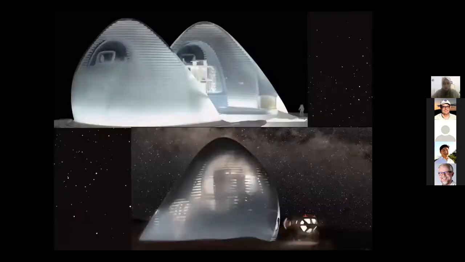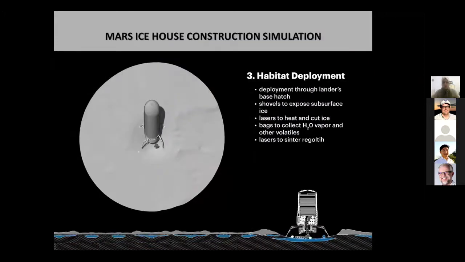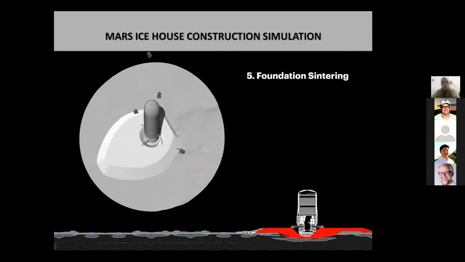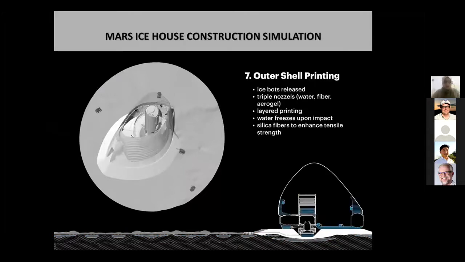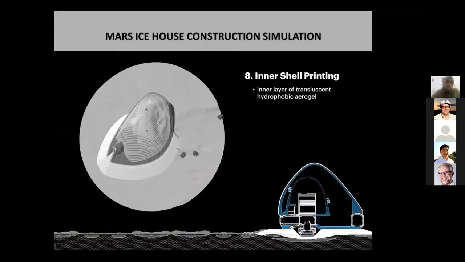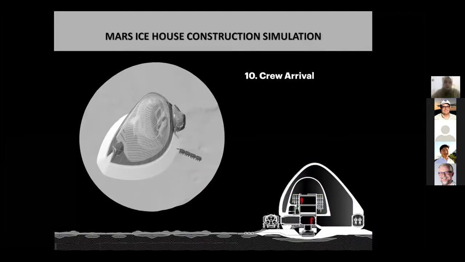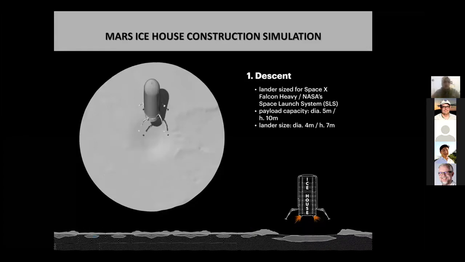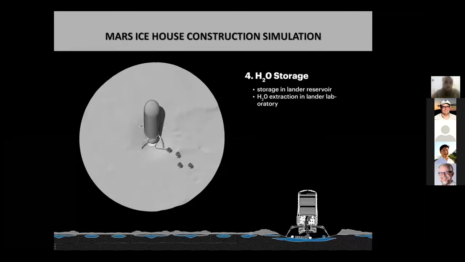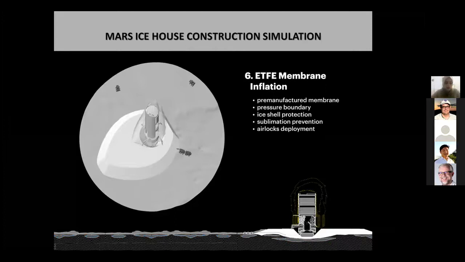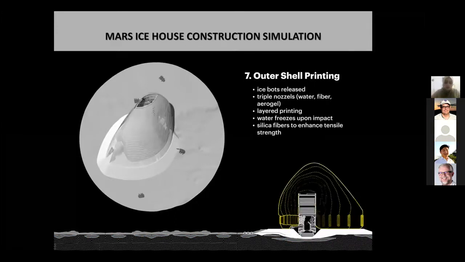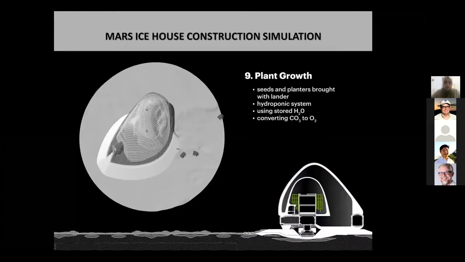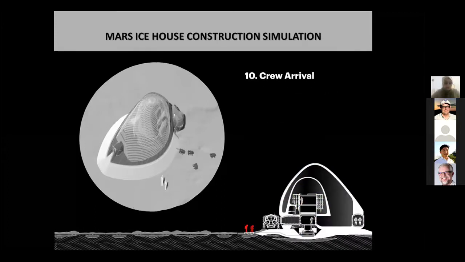And you can see here the night view of the ice house. And in the short video, you can see how it's been structured. First, we make descent and landing, and after landing, habitat development starts, and water storage. And after having water storage, they create a foundation, membrane inflation, and outer shell printing, and then inner shell printing, and plant growth. And after having plant growth, the crew can arrive to have a place to live.